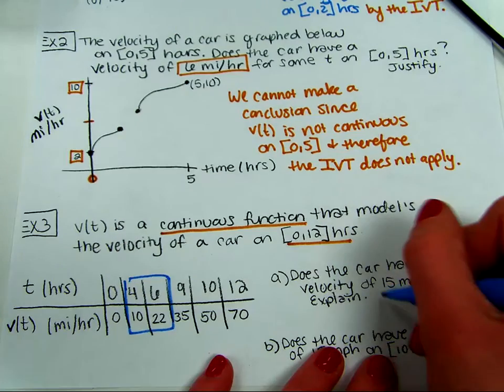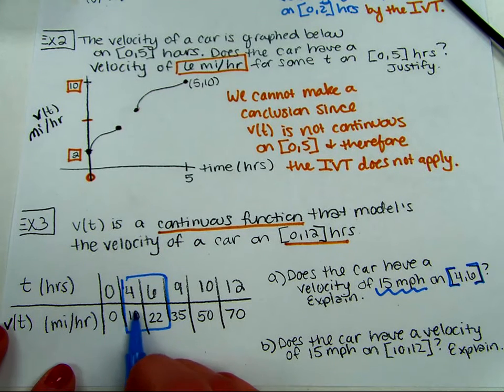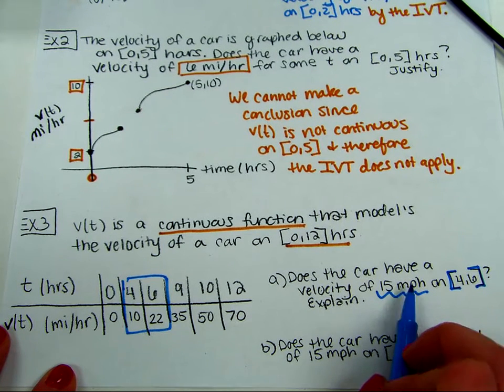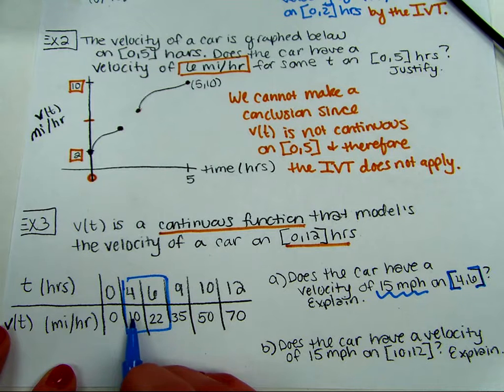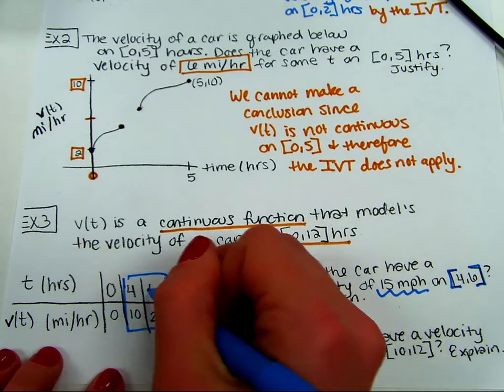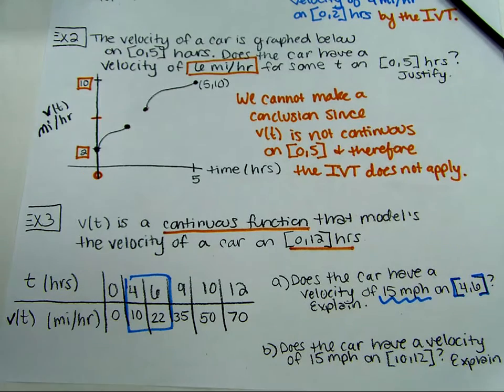We want to know a velocity of 15 miles per hour. Well, at 4, it's going 10 miles per hour. At 6, it's going 22. Does it have to hit 15? Yes. Because 15 is somewhere in between 10 and 22, it will definitely hit 15 miles per hour since it's a continuous function. We know it has to hit all the values from 10 to 22. So we can say yes by the intermediate value theorem, and we should mention both points, and we should also mention that v of t is a continuous function, so we're very thorough here.